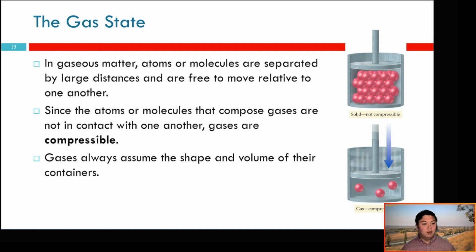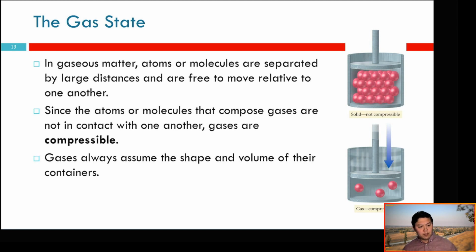For gaseous matter now, we've taken those atoms and they're no longer touching each other. Like I said, they're essentially, for all practical purposes, infinitely far apart. They're flying around, they're moving, they each do their own thing. And in fact, according to the ideal gas law, they fly in straight lines until they hit something, and then they bounce off just like balls on a pool table, but in 3 dimensions. So in our gaseous matter, our atoms or molecules are separated by large distances. They're free to move by one another.